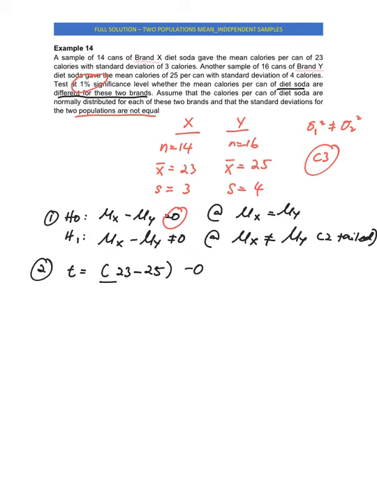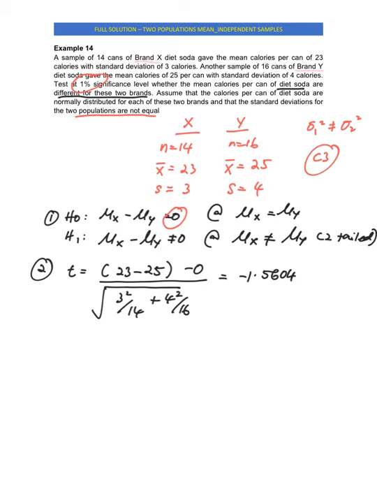Okay, divide by 3 kuasa 2 bahagi dengan 14 tambah dengan 4 kuasa 2 bahagi dengan 16 square root. So we gonna get negative 1.5604. Okay.